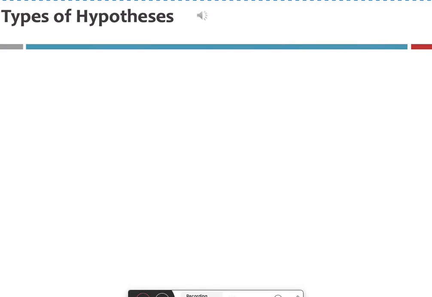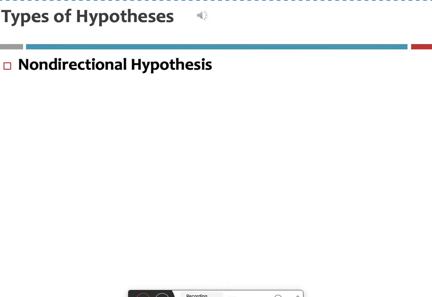All right, so now let's transition to the idea of tests and hypotheses and the different types of hypotheses that we can have. Again, as a reminder, we are in the chapter that's looking at correlational research. With correlational research, we're looking to see the association between two variables.